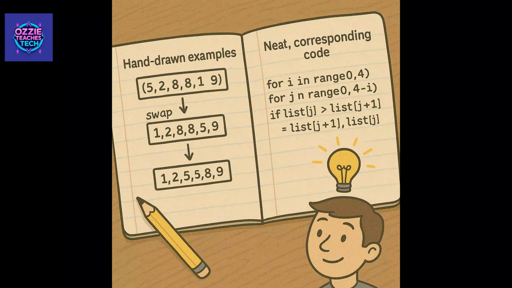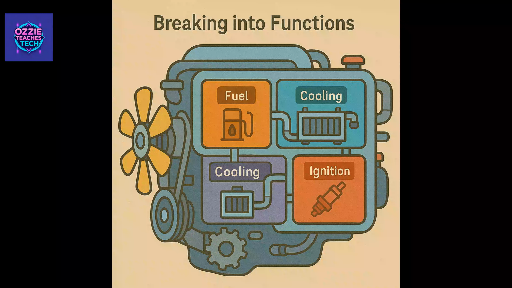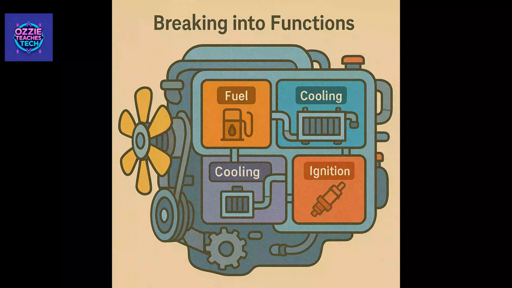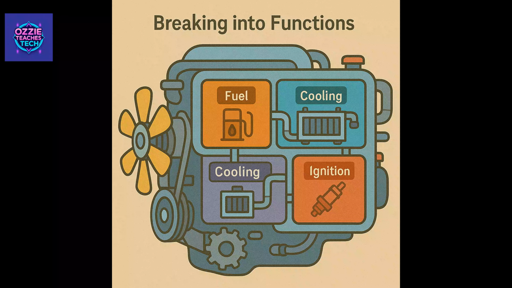2. They break everything into functions. A top student will write function main, data, get input, result. See how clean that is? Each function does one thing. Easy to test, easy to debug, easy to understand. Average students write one massive block of code with everything tangled together.